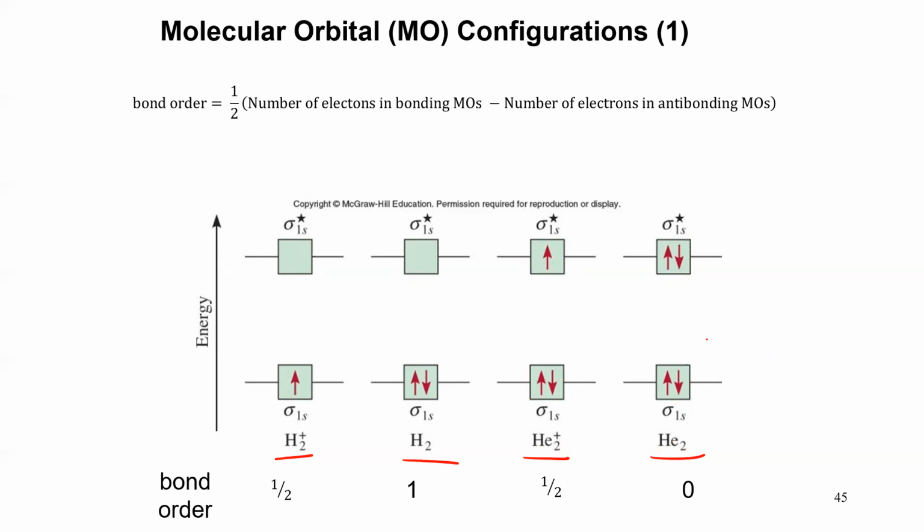I told you that the bonding and anti-bonding cancel each other out. And this equation here for bond order sort of shows us that. So the bond order, I'm going to rewrite this, is equal to 1/2 bonding electrons minus the non-bonding electrons.